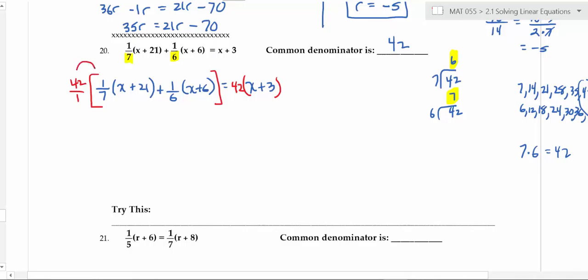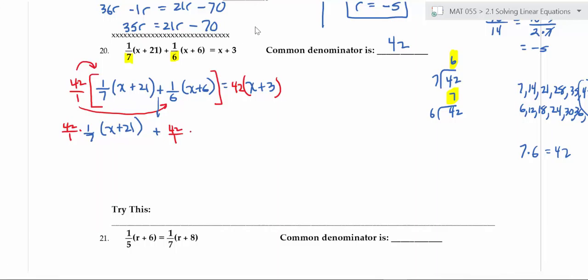Okay, now I'm going to do a distributive property. Now watch this carefully because, man, this is where students mess up so bad. This plus sign is kind of the separator between what's being multiplied out. So you're going to write down 42 over 1 times this whole thing, 1/7 times (x plus 21), plus 42 over 1 times 1/6 times (x plus 6), and then this side we can distribute it out.